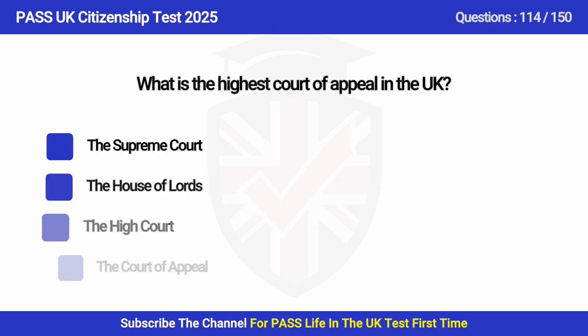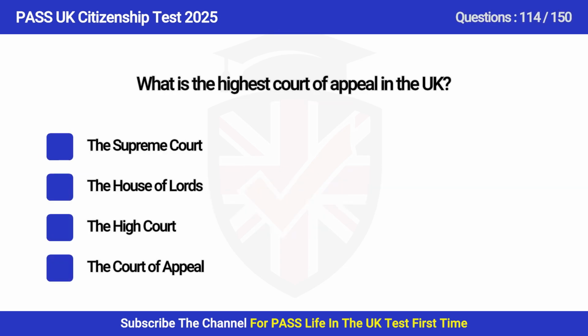Question 114. What is the highest court of appeal in the UK? A. The Supreme Court. B. The House of Lords. C. The High Court. D. The Court of Appeal.